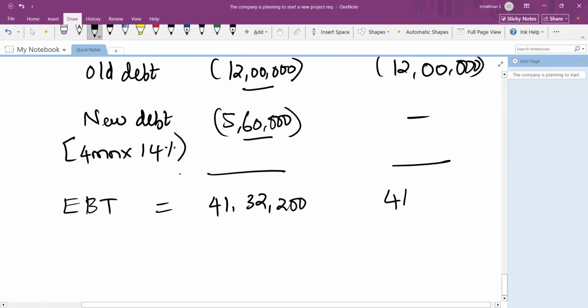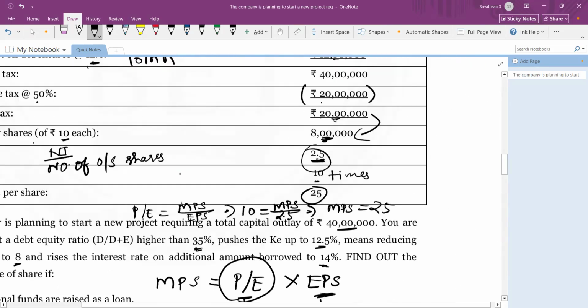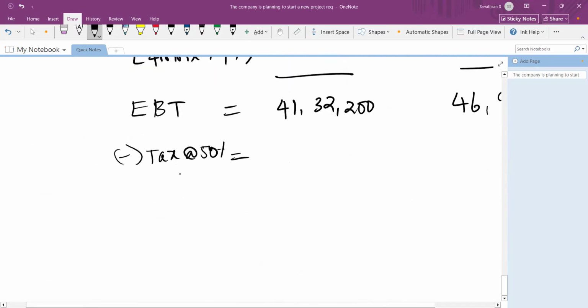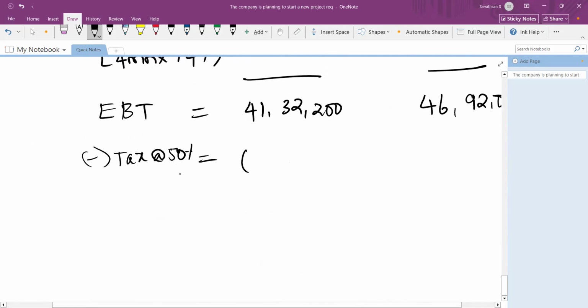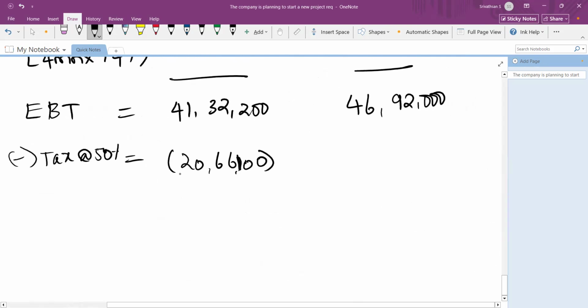And EBT under financial plan 2 is 58 lakh 92,200 minus 12 lakh. We get 46 lakh 92,200. From this, subtract the tax at 50 percentage. We get this 50 percentage again from the question: income tax at 50 percentage. So 50 percentage of 41 lakh 32,200, we get 20 lakh 66,100 rupees. This is for plan 1. And 50 percentage of 46 lakh 92,200, we get 23 lakh 46,100.